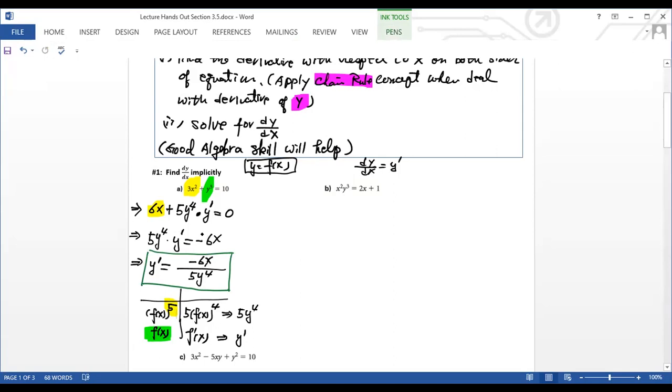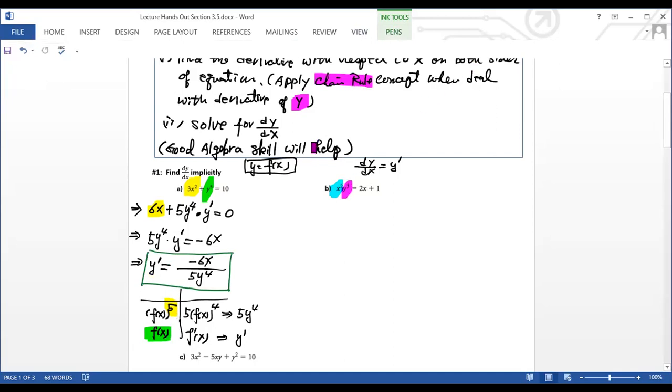Okay, so now let's take a look at the second one here. The second one, whoa, here you have x squared y. So the first thing you need to recognize is this is x squared, right? And this is the y, okay?